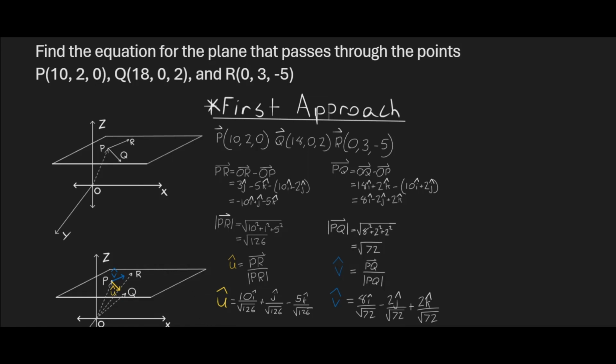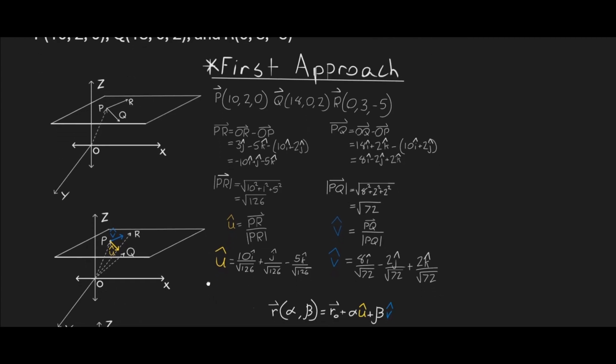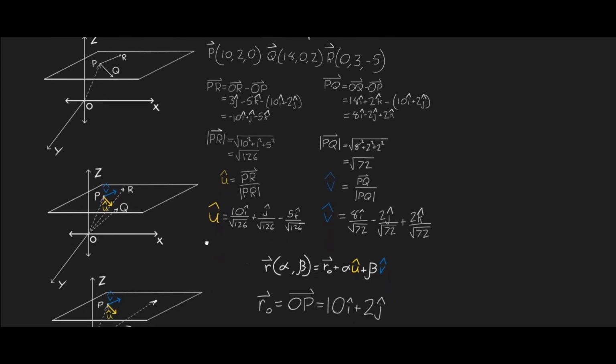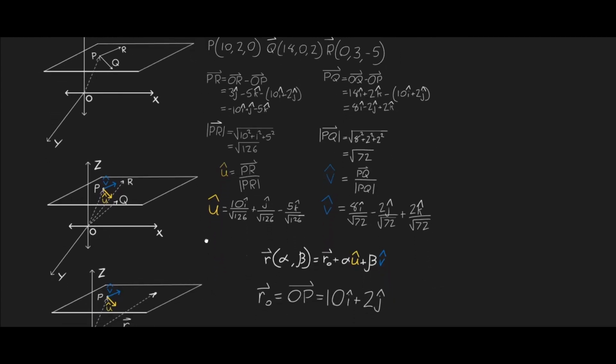The next step is to plug these into the equation, which we saw earlier. We need a starting point and the two vectors. We have the two vectors. And for the starting point, I'm going to pick the point P. So r0 is going to be OP, which is 10i plus 2j. Now we have everything we need to plug it into the equation.